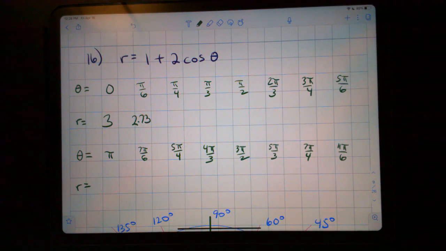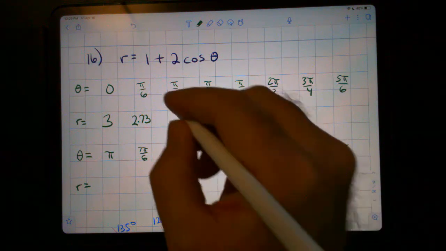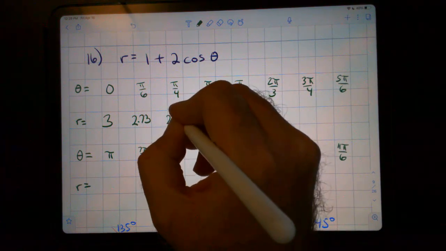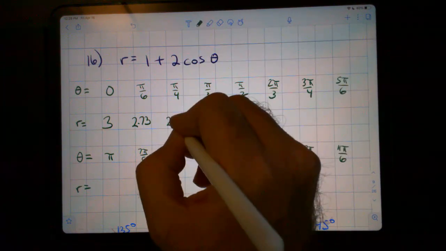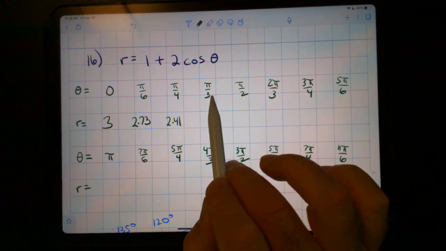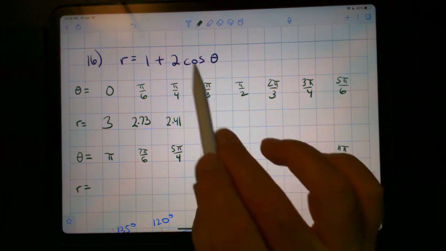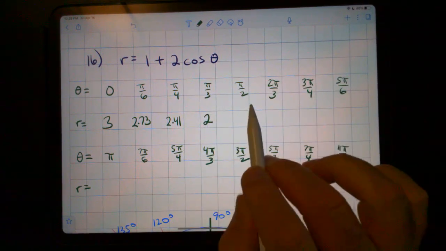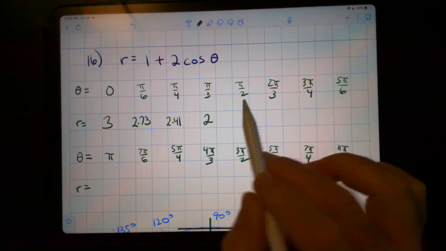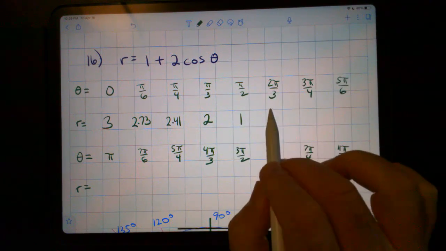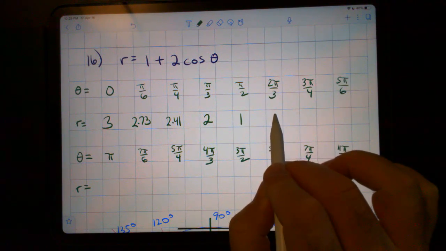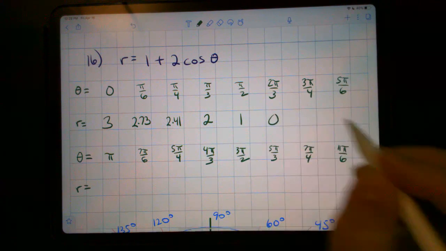Okay, and then when theta is pi over 4, cosine of pi over 4 is radical 2 over 2. And so this is 2.41. Cosine of pi over 3 is 1/2. 1/2 times 2 is 1. 1 plus 1 is 2. Cosine of pi over 2 is 0. That makes this a 1. And then this will be a negative 1/2. So this is 1 minus 1, gives us 0.